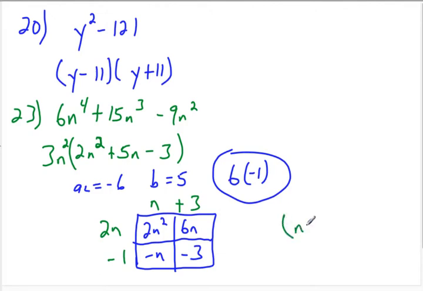Alright, let's see if that works out. So we think it will be n plus 3 times 2n minus 1. If we FOIL just these two, we would get 2n squared, that's correct. We would get negative 3, that's correct. And then we would get 6n and then minus n, which would be 5n. So this is all good. Moving on to 24. We have another 4-termer here, so we're going to skip that, not doing 24. Let's see what 25 is.